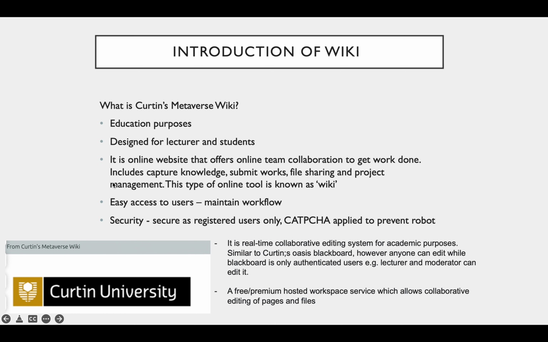This type of online tool is known as a wiki, and it's easy for users. For security, it's only for registered users, and a CAPTCHA is applied to prevent robots, because some attackers will use robots to attack and bring the server down. It's also a real-time collaborative editing system for academic purposes. It's similar to the Curtin OASIS, but everyone can edit, and it's a free hosted workplace that allows collaborative editing of pages and files.